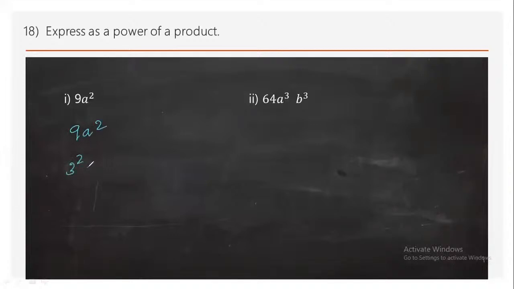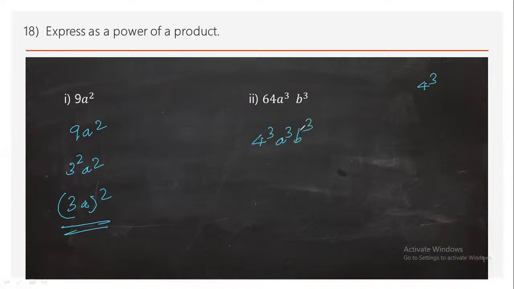Here 3 squared, a squared, 3a to the power 2. 64, the cube of 4 is 4 to the power 3, right? 4 to the power 3, a to the power 3, b to the power 3. Now power 3 is common for 4, a and b. So 4ab inside the bracket, 3 outside the bracket.